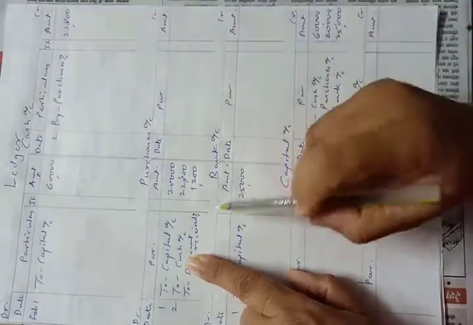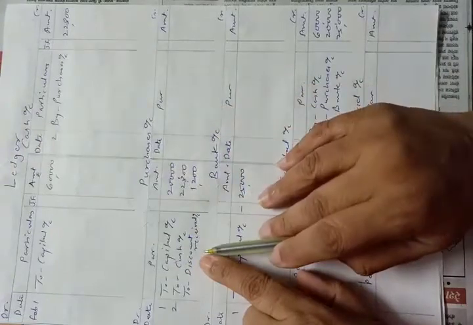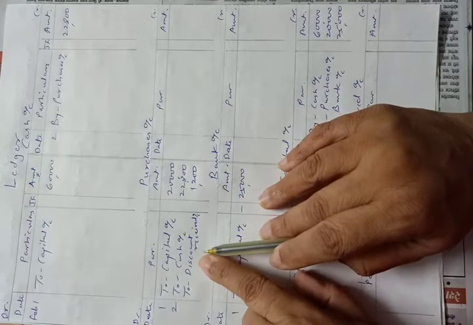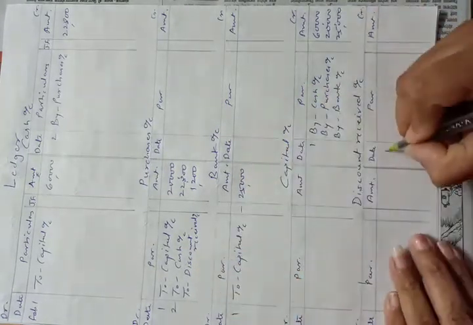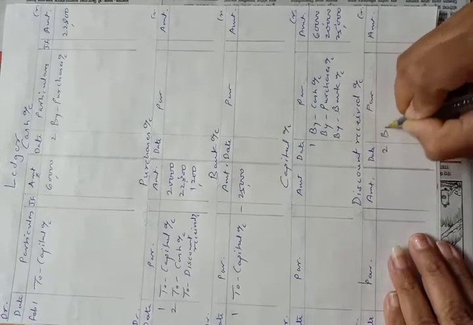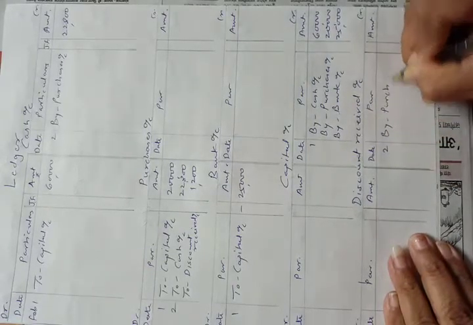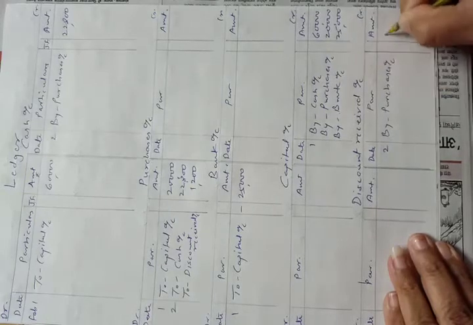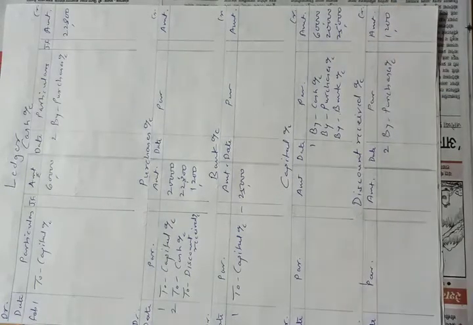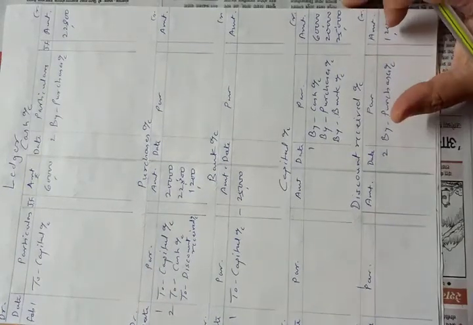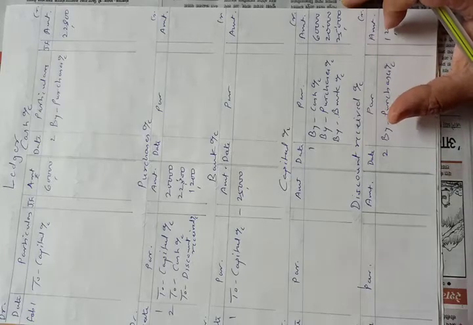22,800. Okay. Now debit side of purchases account to discount received account means credit side of discount received account by purchases account. Amount is 1,200. Understood? In this way we have made two postings of this entry.